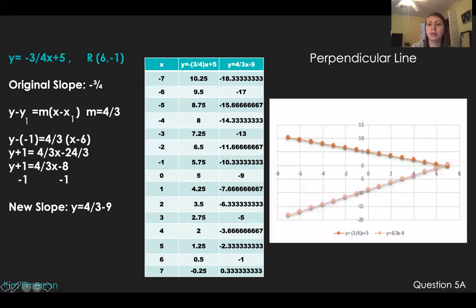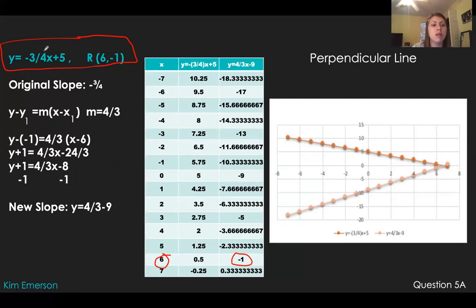So, looking at perpendicular lines, let me move so you guys can see. All right, this one's a little tricky, but not complicated if we make it. So this right here in blue is what we were given. We were given y equals negative 3/4 x plus 5. And what we're doing is we're trying to find the slope for that. And we're given the points 6, negative 1, which are on the chart right here. So that helps us make sure we're finding the right slope.